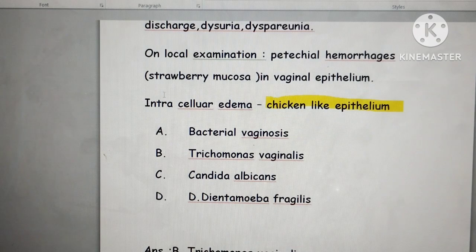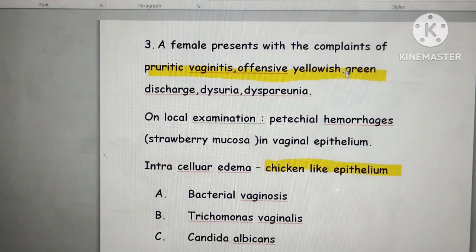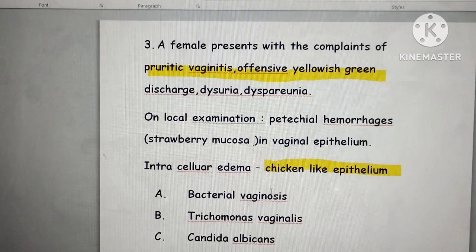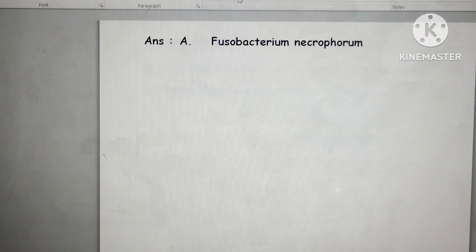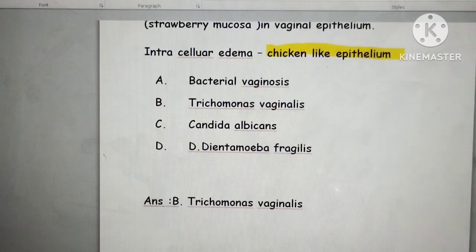Trichomonas usually causes a yellowish-green discharge, whereas if they had given bacterial vaginosis, they would mention a fishy odor of discharge, which is the main feature. If they had given Candida albicans, I'm sure they would mention a curdy white discharge. This is just to differentiate the forms of discharge. But here they have clearly given a yellowish-green discharge and strawberry mucosa, and the only extra term is chicken-like epithelium, which is caused by Trichomonas vaginalis.